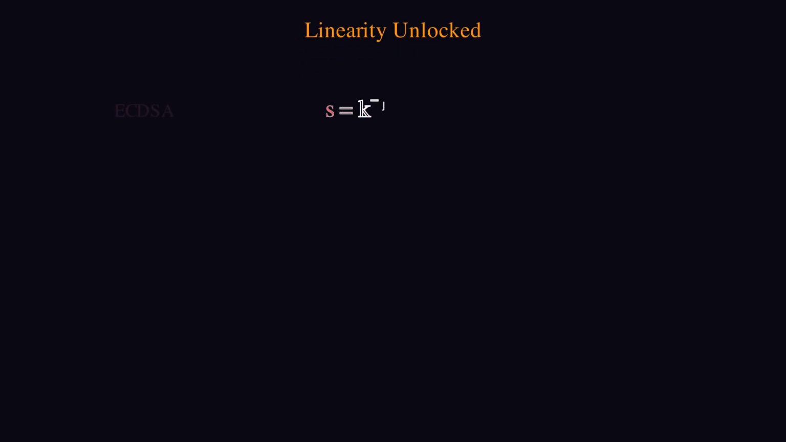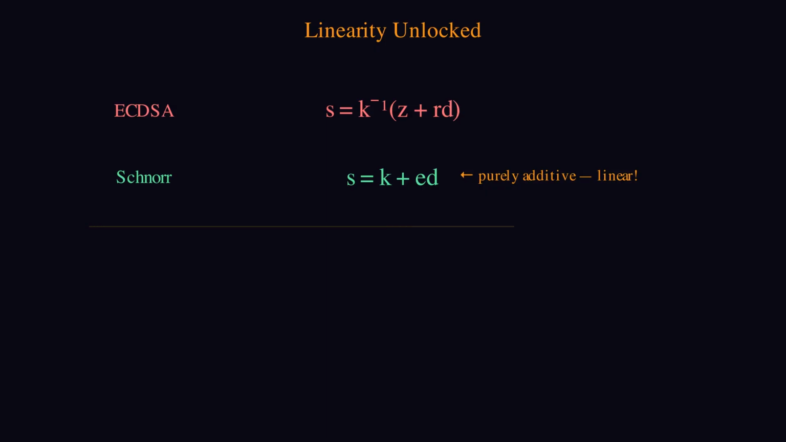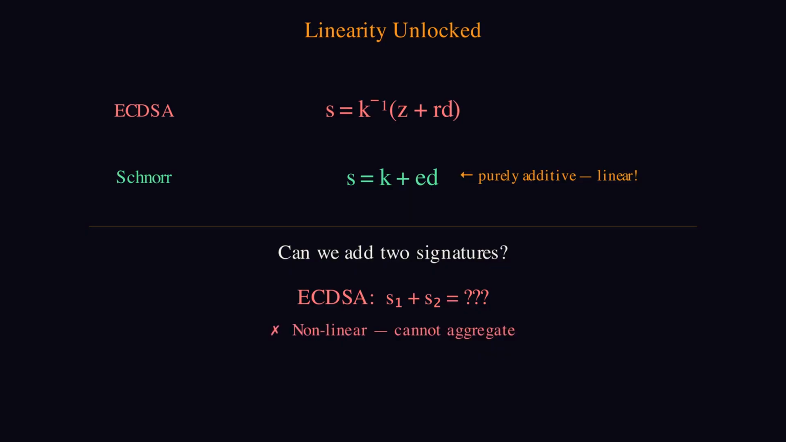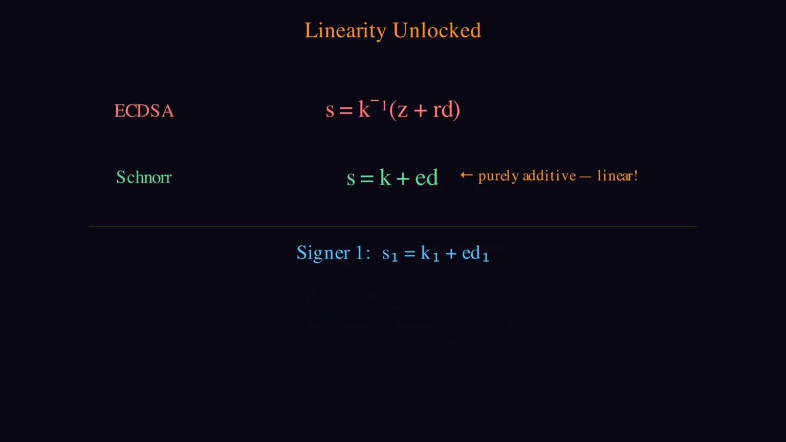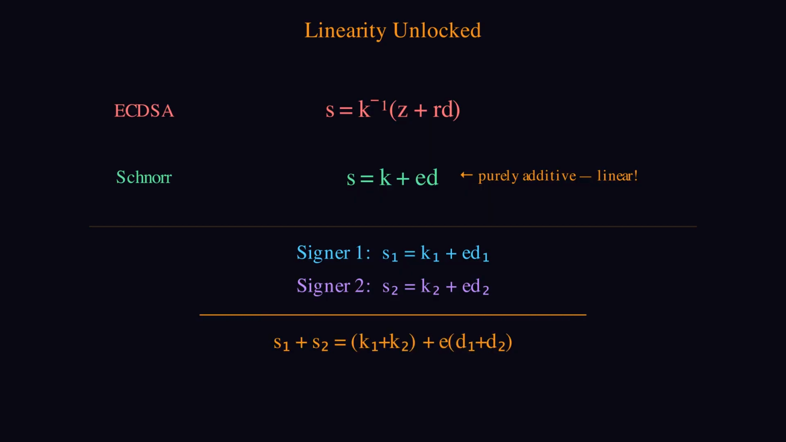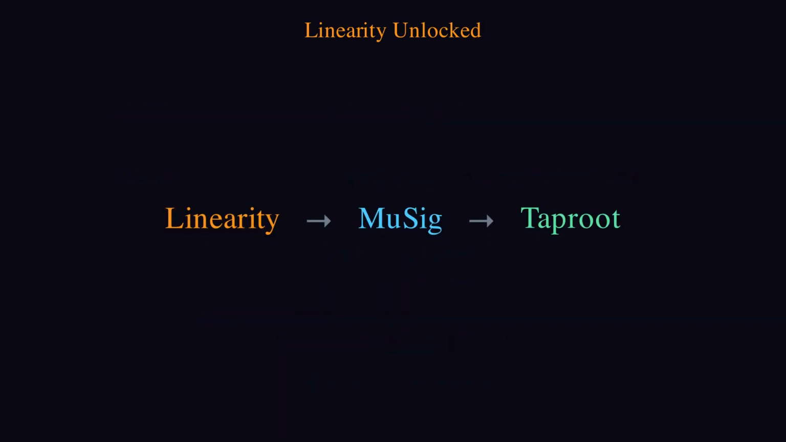The key difference is linearity. ECDSA uses the formula s equals k inverse times z plus r d. The modular inverse makes this nonlinear. You cannot simply add 2 ECDSA signatures together. Schnorr uses s equals k plus e d. This is a linear equation. If 2 signers each produce s1 equals k1 plus e d1 and s2 equals k2 plus e d2, the sum s1 plus s2 corresponds to a valid signature on the combined key. This linearity is what makes multi-signatures possible. It is the mathematical foundation of MuSig and Taproot.